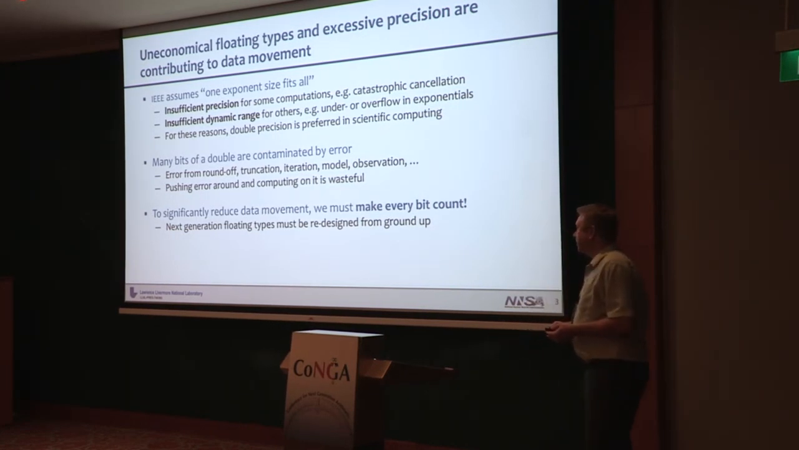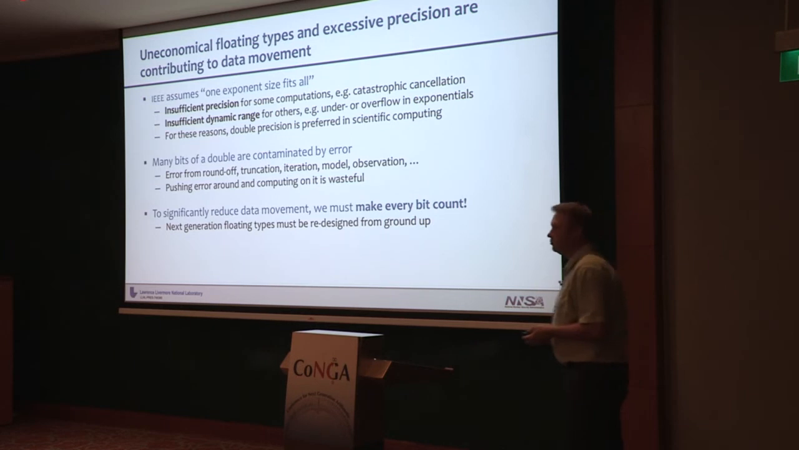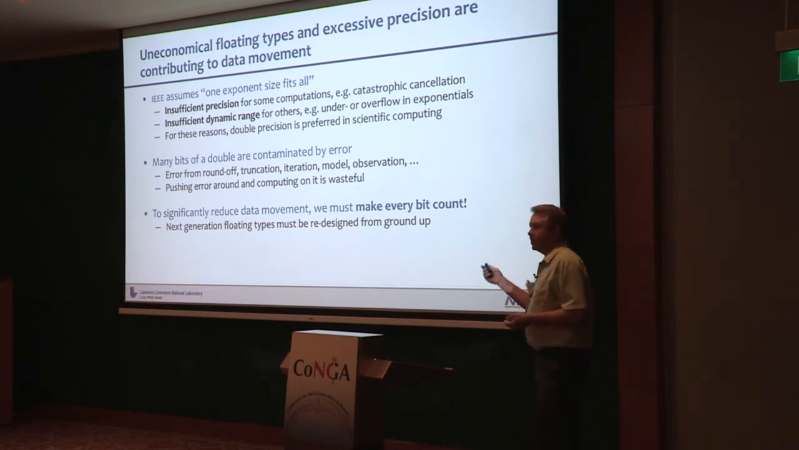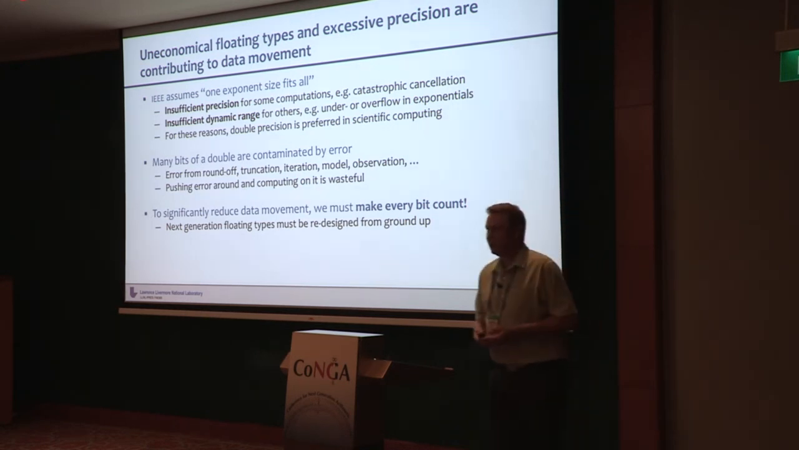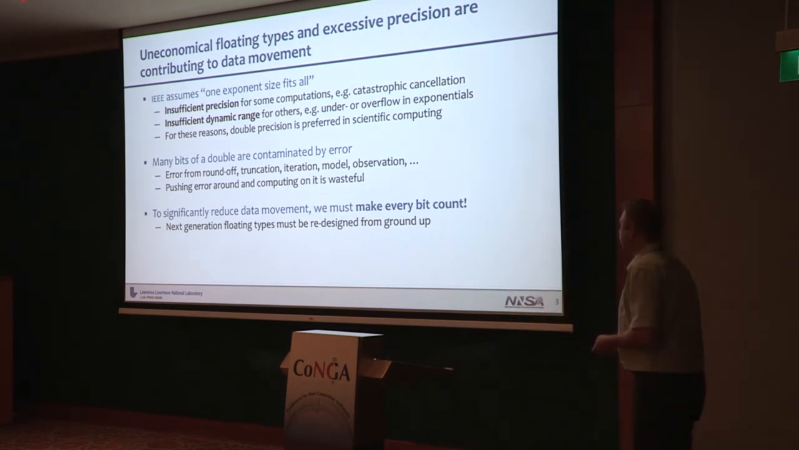I think now's a good time to start looking at alternative representations to this. Posits is one of them. In our paper, we mentioned a few others that we've come up with. But the point I really want to hammer home is that we need to make every bit count, okay? We need to pay more attention to what bits we're going to be pushing around if we're going to do it in the first place.